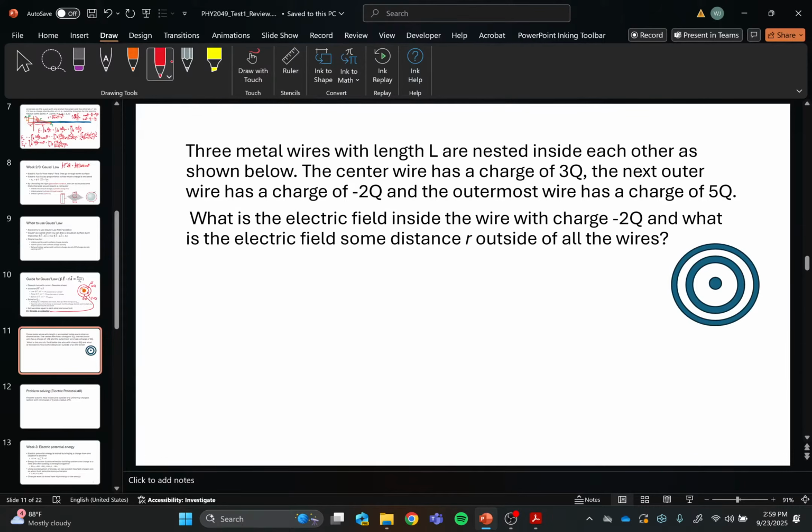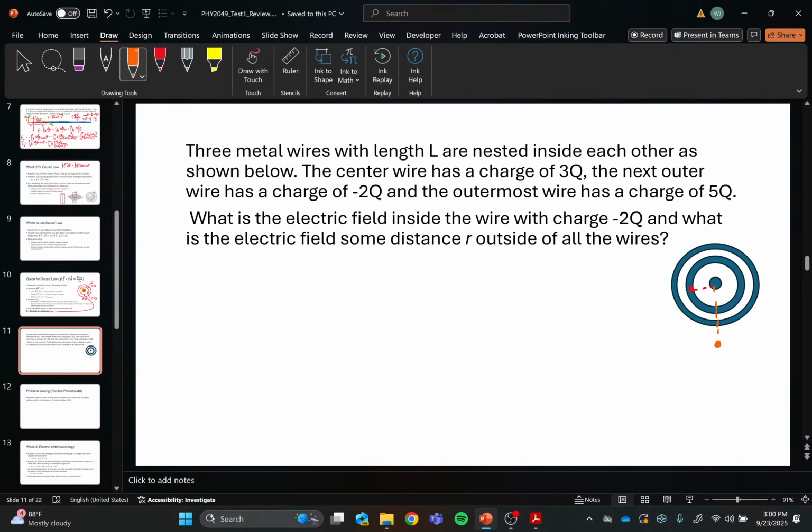When I say inside, I mean in the material. And what is the electric field at some distance r outside of all the wires? So part A is that red line. Part B is this one.